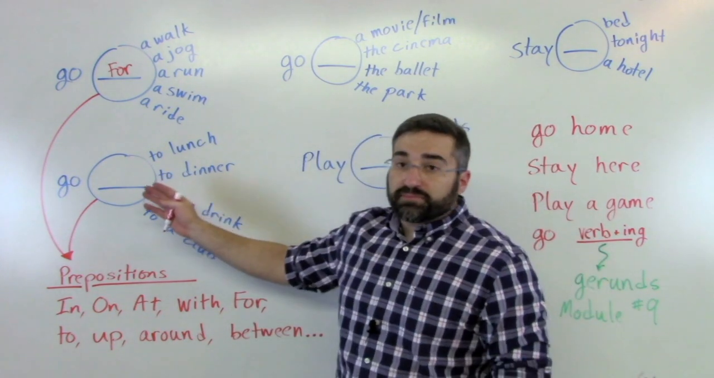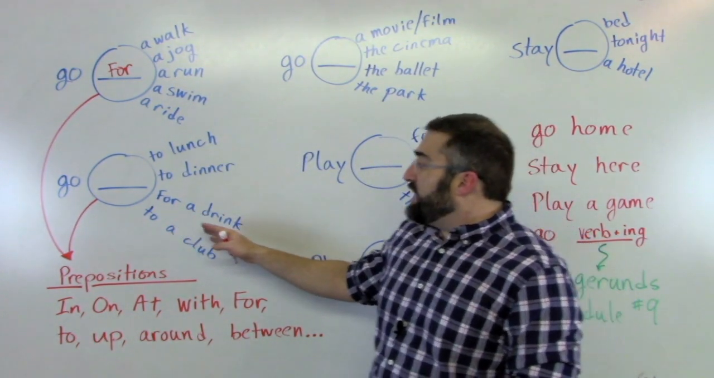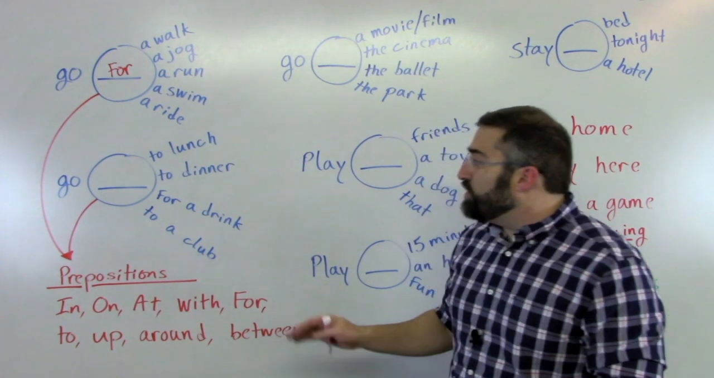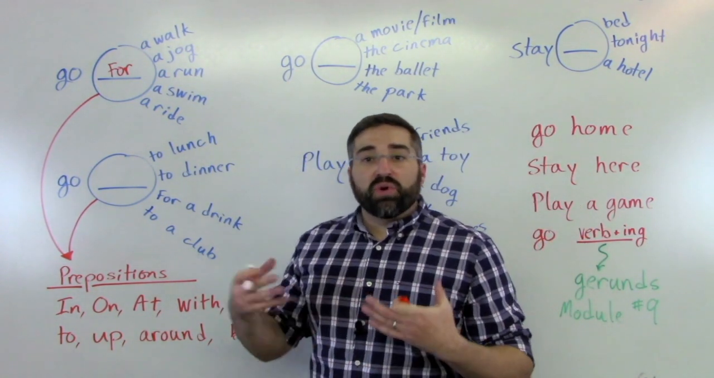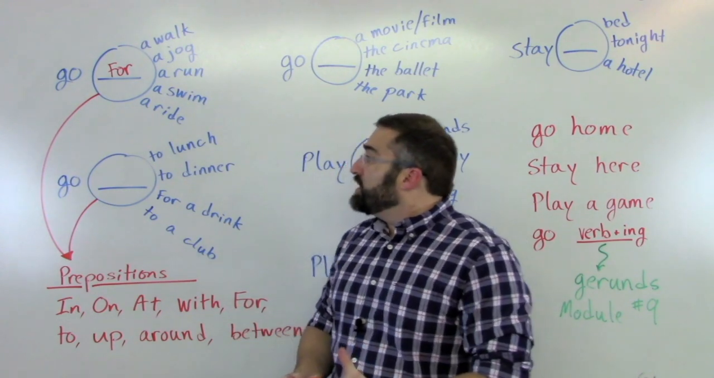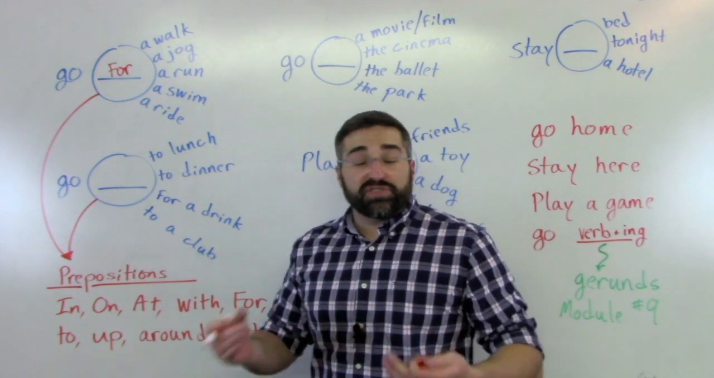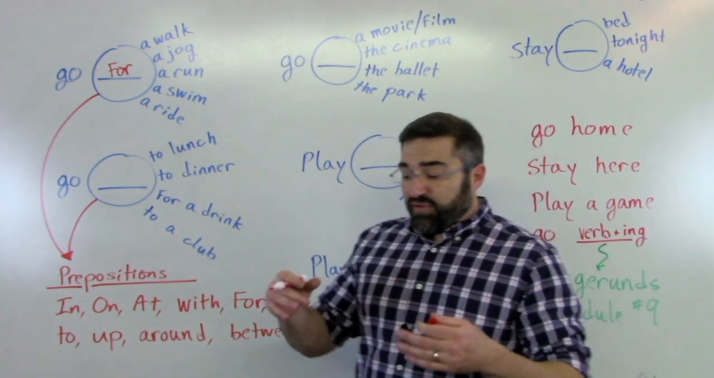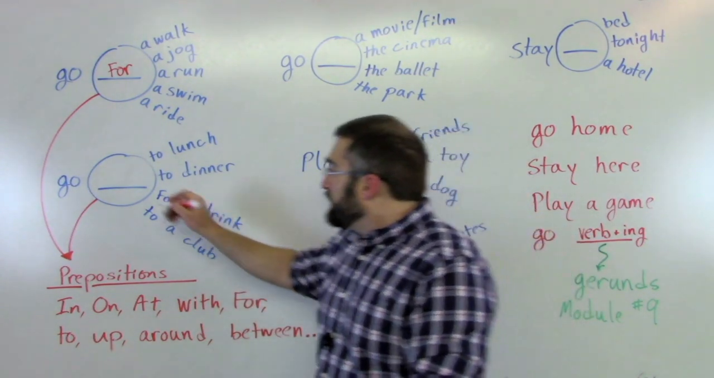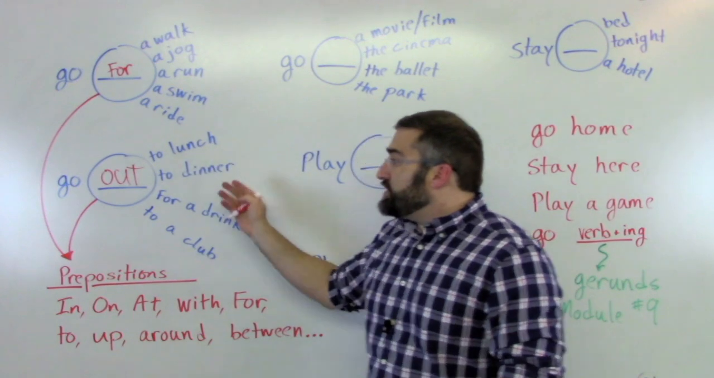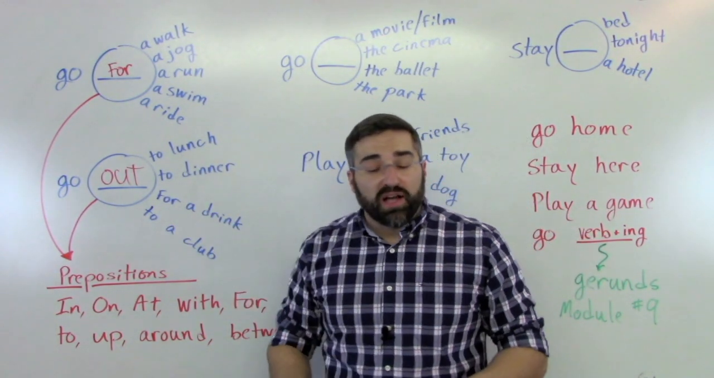The next one. Go to lunch, go to dinner, go for a drink, and go to a club. We have one preposition that we're going to put in here, and it's going to make sense with all of them. So let's say I don't want to eat at home, and therefore I'm not staying in, but I'm going out. Go out to lunch, go out to dinner, go out for a drink, and go out to a club.